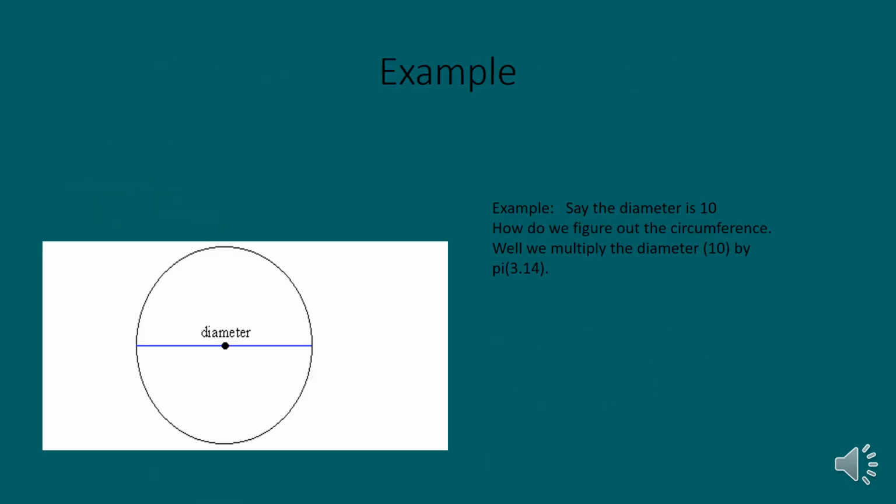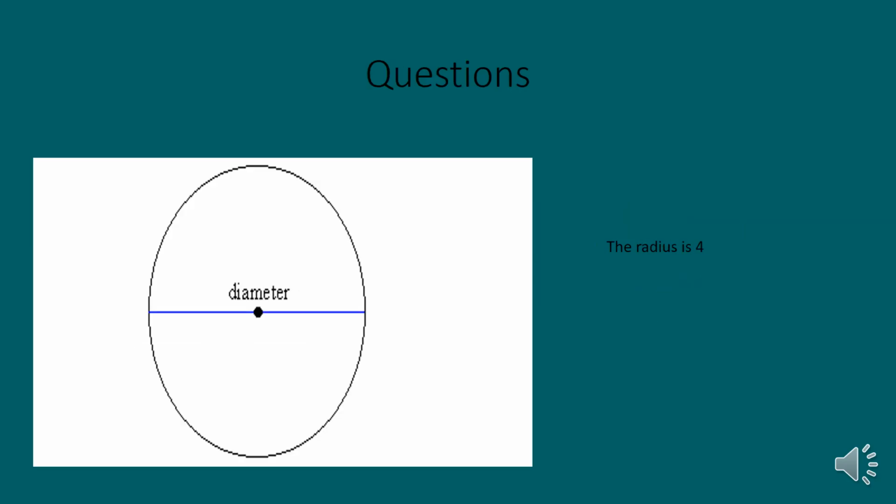Here's an example. Let's say the diameter is 10, and how do we figure out the circumference? Well, we multiply the diameter 10 by pi, 3.14, which is just like this. 10 times 3.14 equals 31.4. Alright, guys, so that's how you do circumference. That's a quick example.